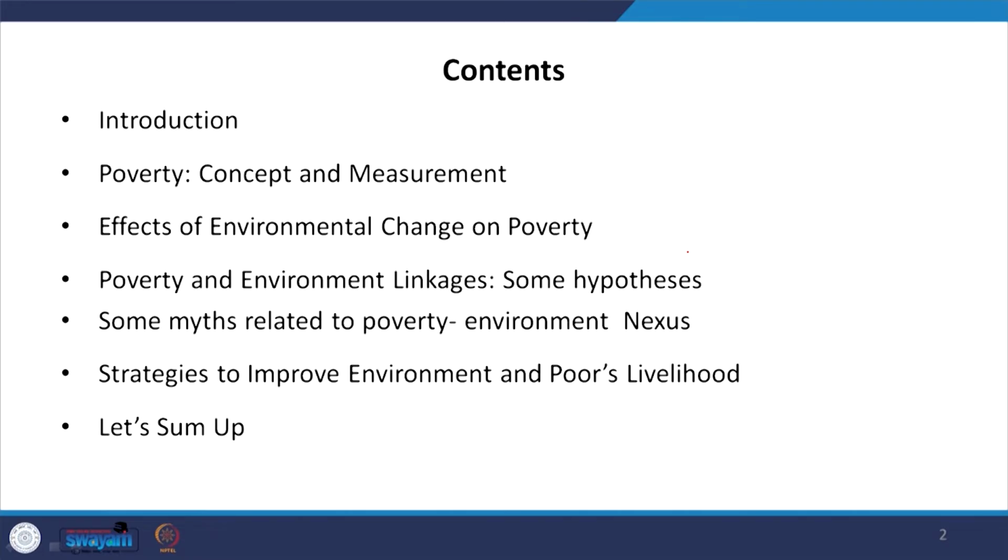Then we try to establish the relationship or linkages between poverty and environment, and there are certain hypotheses which will be examined, and after that some myths related to the poverty environment nexus will be examined, and finally you will know what kind of strategy can be adopted to improve both the environmental conditions as well as reduce the poverty, and then finally we will sum up the lecture.